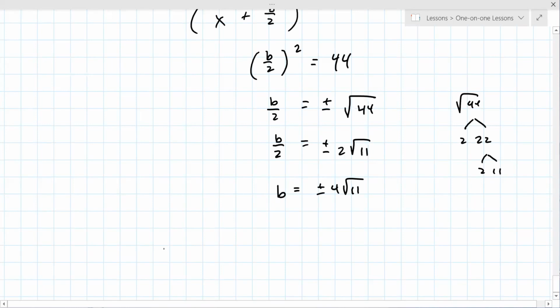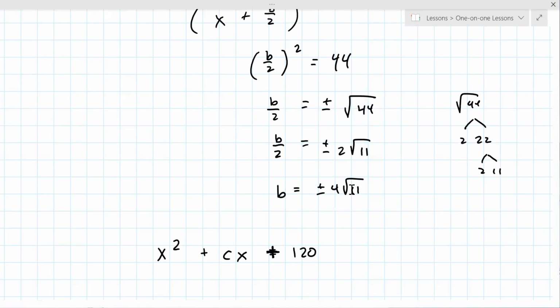So let me have you do one here. Let's say it's x squared plus cx equals plus 120. Okay, so it's x plus 2 equals 260.